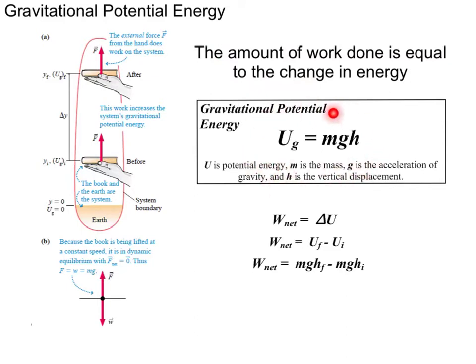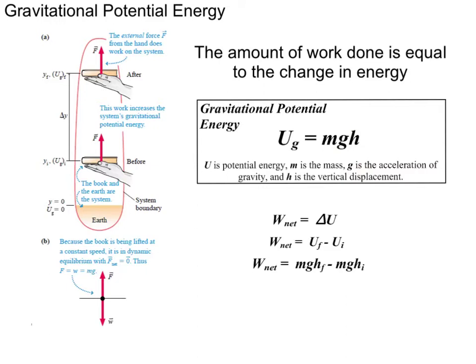So this is the equation for gravitational potential energy, where Ug is the potential energy, m is the mass of the object, g is the acceleration due to gravity, and h is the vertical displacement above some reference level. Now, an object that is lifted to some new position can, if it's released from that position, do work as it falls back down. So think of a hydroelectric dam.